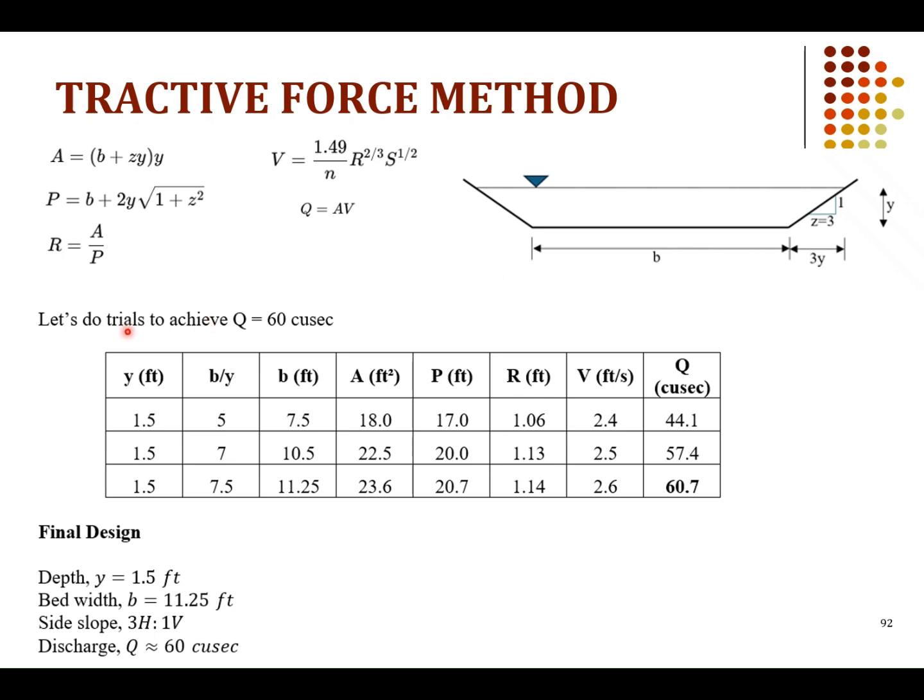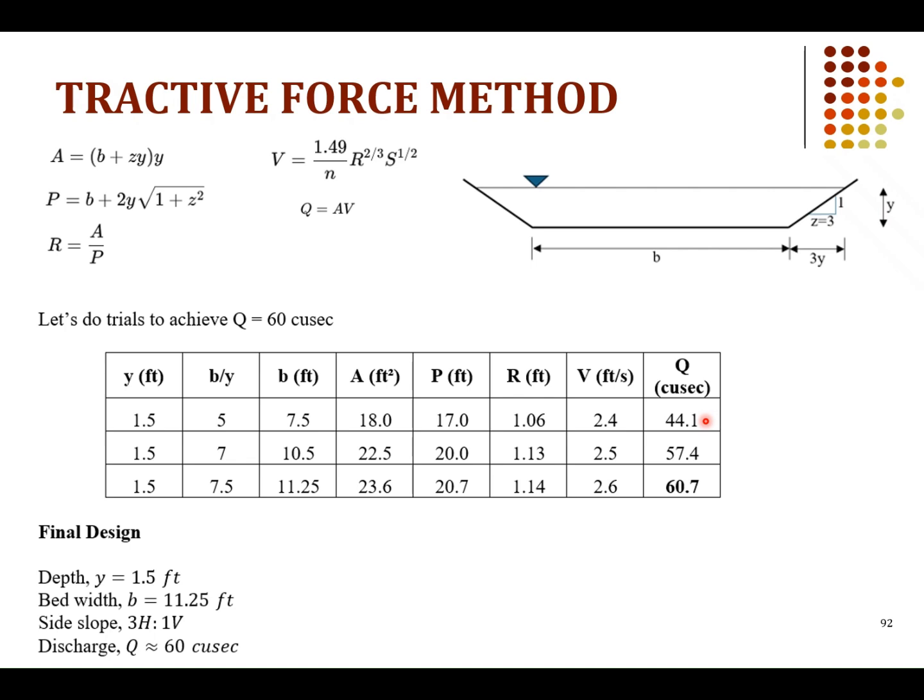So we want to do trials to achieve our desired flow, which was 60 cubic feet per second. We can make a table which is more appropriate. The first thing is y, which we calculated as 1.5 feet. B over y we assumed as 5, and b we got from this ratio, 7.5 feet. Now use this formula and get the area, 18 feet square. Use this formula, get perimeter 17. Use this formula, get R 1.06. Use this formula, get the velocity 2.4, and then calculate the discharge using this formula, which is 44. Our required discharge is 60, so 44 is not enough.